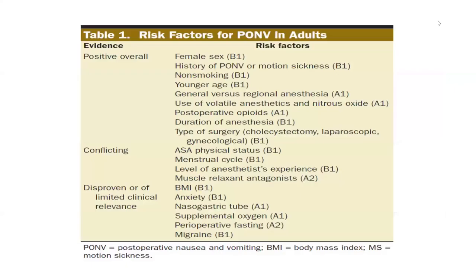Then again, just for emphasis, with some evidence behind it. This is taken from the postoperative nausea and vomiting general consensus guidelines that looks at the risk factors for postoperative nausea and vomiting in adults. I think most of the risk factors, we did mention them in the previous slide, but some of the disproven or limited clinical relevance are patients with high BMI, patients that are anxious, and then the perioperative fasting as well is slowly becoming disproved.